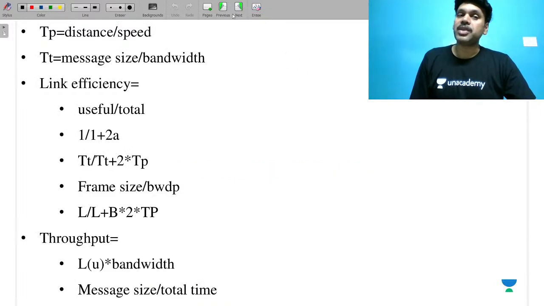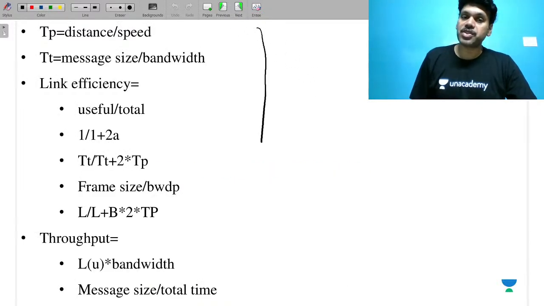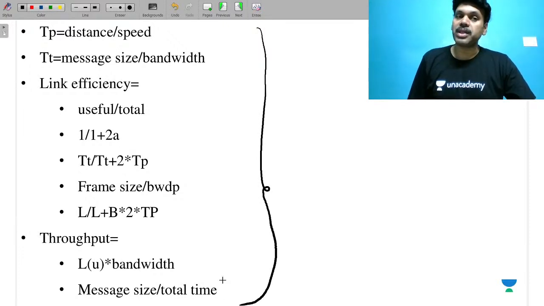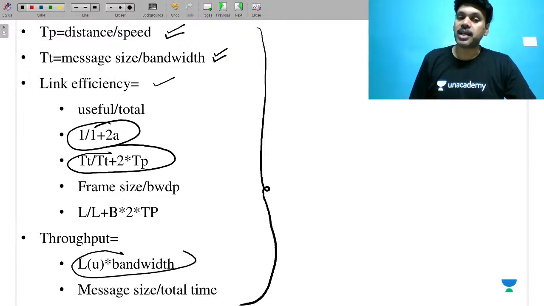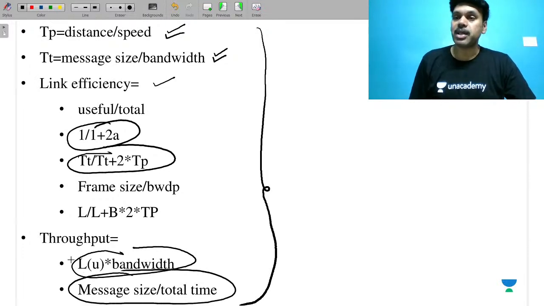So before solving the problems, these are the equations we need in order to solve all your problems in stop and wait. You can take a screenshot before solving these problems. One, how you can calculate propagation time. The other one, how you can calculate transmission time. The other one is link efficiency. We always use this formula and this formula 100%. And throughput is nothing but link efficiency into sender's bandwidth, or message size divided by total time.